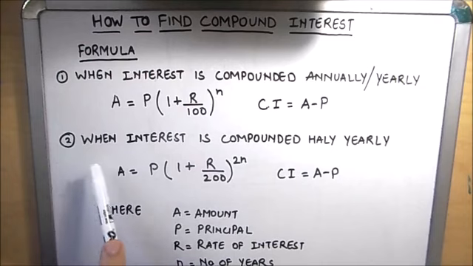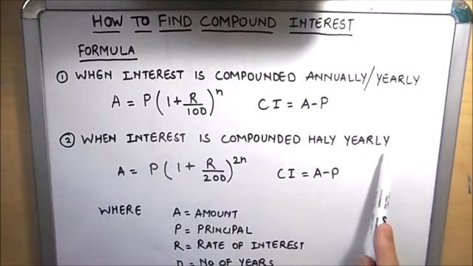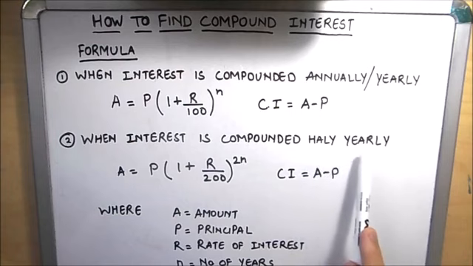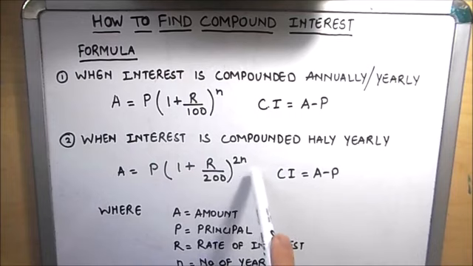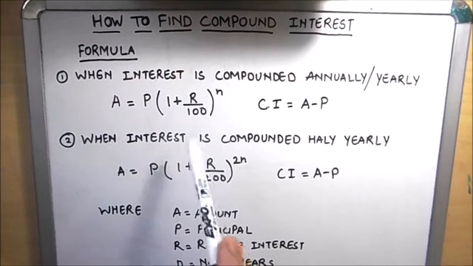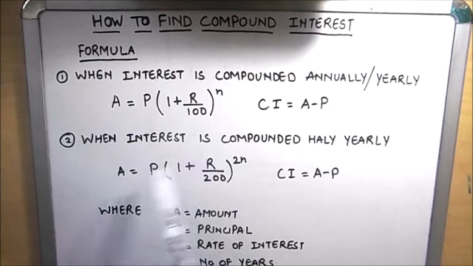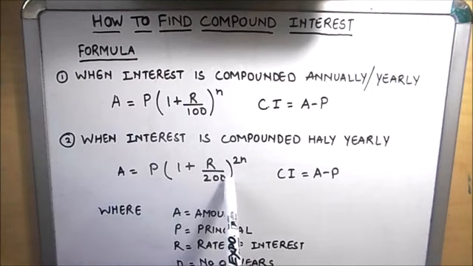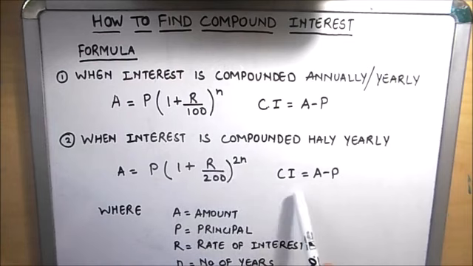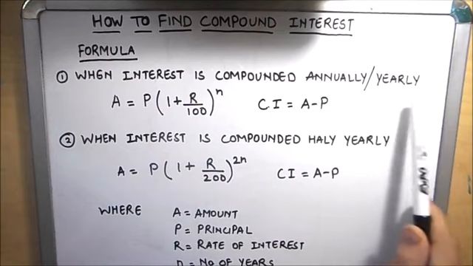The next one is when the interest is compounded half yearly. There will be two half years in 1 year, so n will become 2n and the rate of interest will become half, which is r over 2. So our formula will change to A is equal to P times (1 plus r over 200) whole raised to power 2n. With the formula amount minus principal, we can get the compound interest. So let's get started with our first example where the interest is compounded yearly.